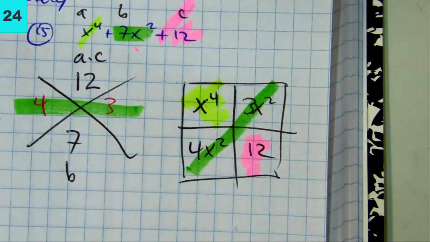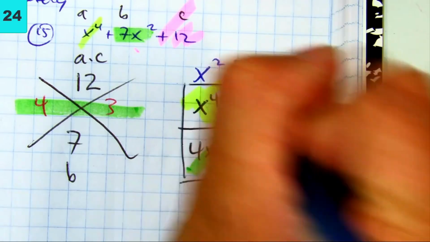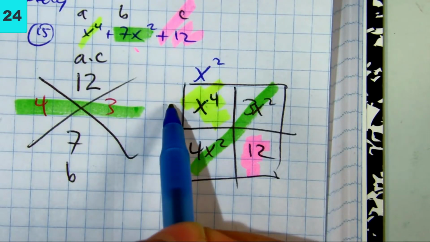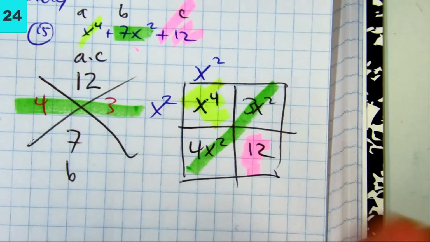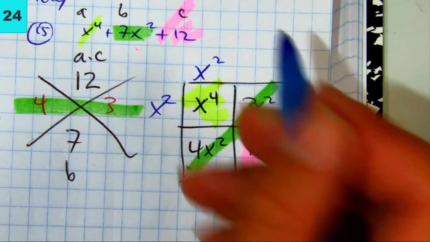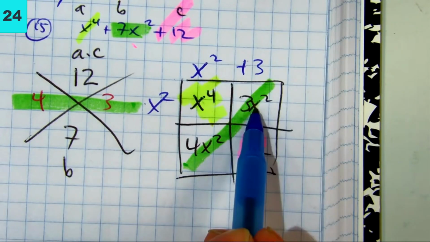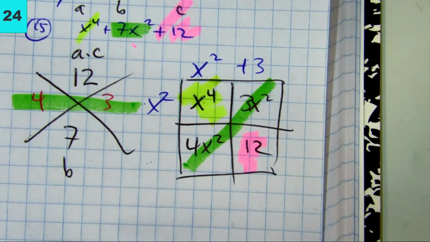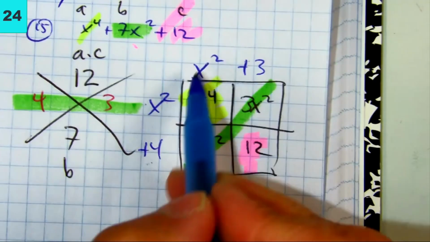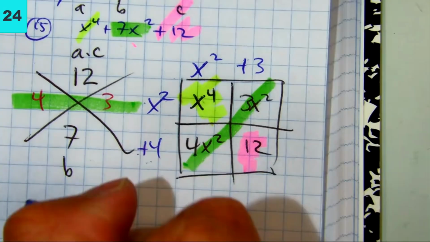Help us get what's on the outside of the box, Christian. Here? Okay, x squared times x squared is x to the fourth. What are you going to put here? Right, x squared times 3 is 3x squared. What goes over here? X squared times 4 is 4x squared, and Christian, 4 times 3 is 12. Christian, what do I write in my binomials?